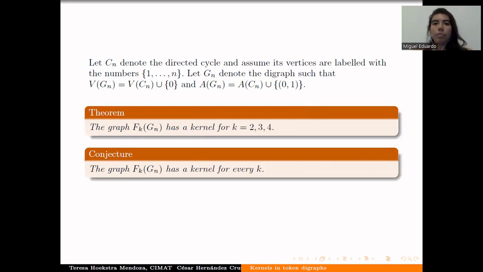This was a little bit more difficult to prove. We again used our graphs Gn of k, but it was much more complicated. I could only do it for k equal to 2, 3, and 4, and the case k equal to 4 was very complicated, so I didn't go any further. But we suspect that the token graphs on k tokens of this graph HN will always have a kernel for any k. But it's just a suspicion. We basically don't know.